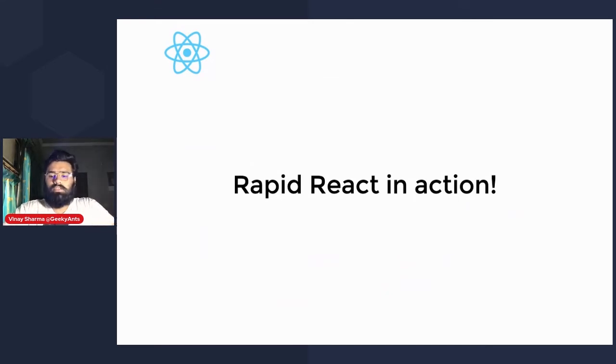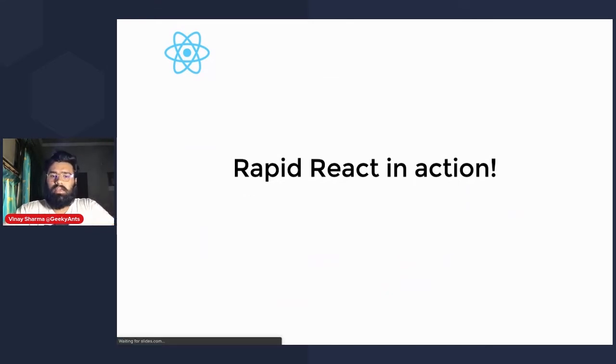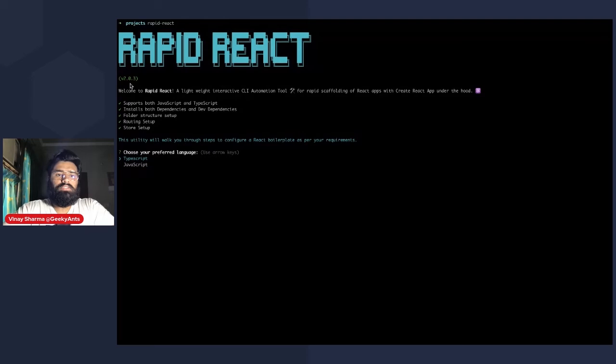So now we're going to see how Rapid React actually looks in action. So first of all, I'm going to navigate to the directory of my choice, and over here I'm going to write Rapid React. You can see that it's displaying the version that it's currently in, and whatever features it provides. So over here, a developer can choose their language preference. I'll go with TypeScript, and then the app name is demo app, and then we choose the preferred export. It's named, and the preferred styling would be SCSS.